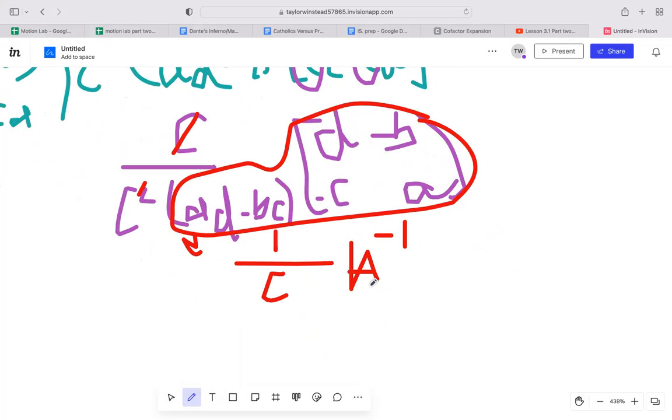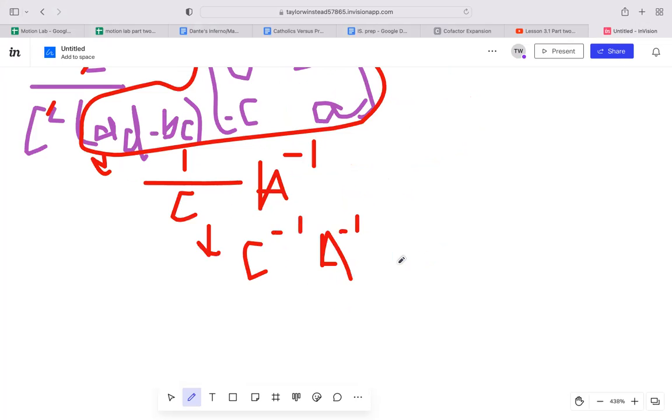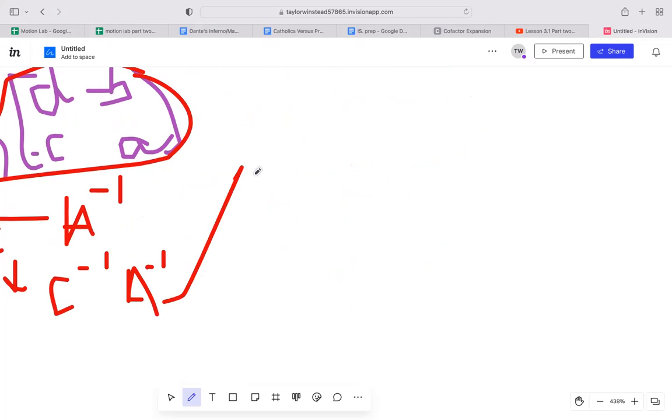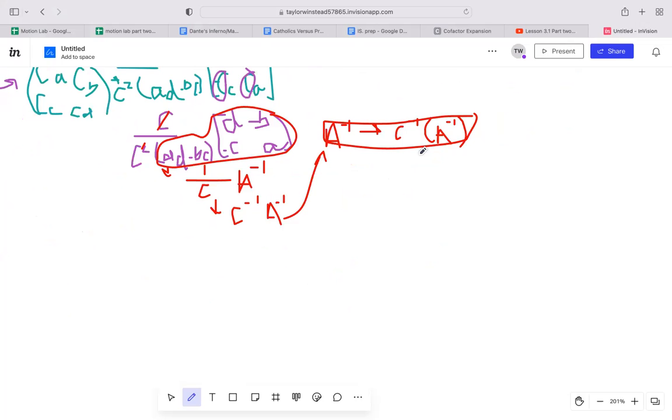Well, what's 1 over C? Well, if we just take a normal scalar, not a matrix, and we find its inverse, it's going to be 1 over that number, right? So in other words, we've got inverse C times inverse A. So here's a relationship. The relationship between inverse of CA and inverse A is that we've got inverse C times inverse A. That's our final relationship. Okay.